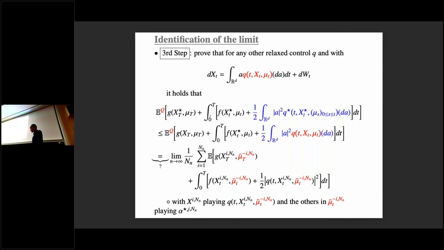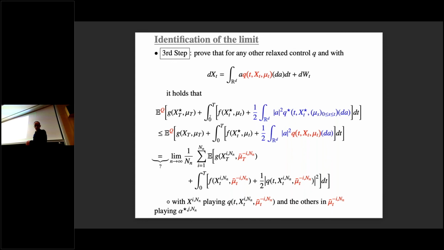In the afternoon, we will do different things. We will come back to common noise, but from another perspective. I will come back to easier models and show you that sometimes common noise can be helpful. This is what I will tell you in the afternoon.